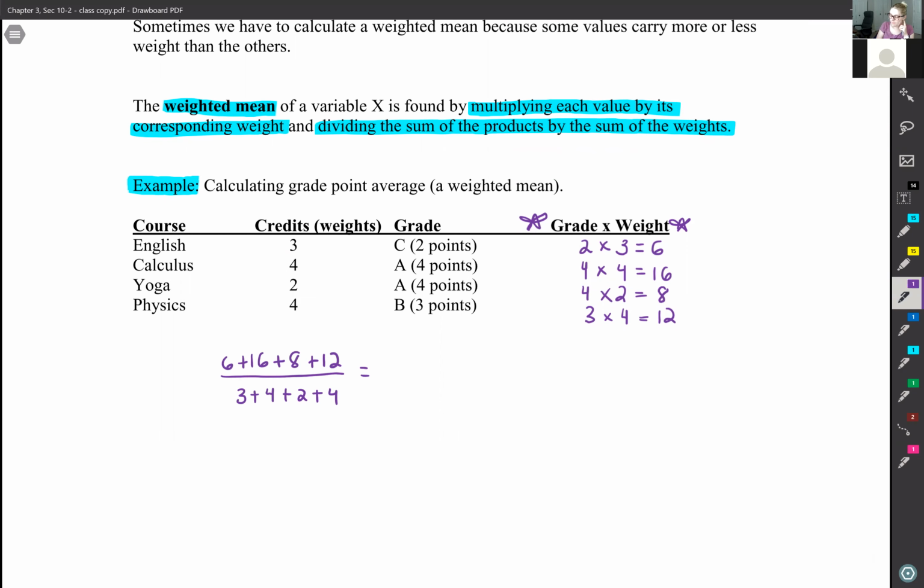Okay, so my numerator is 6 plus 16 plus 8 plus 12, and that's a total of 42. My denominator is 3 plus 4 plus 2 plus 4, which is a denominator of 13. And then if I just use my calculator and do 42 divided by 13, I get about 3.23. But remember, when we're doing the means, we want one more decimal place than the data that we started with. So I just need one decimal place here. So this is roughly a 3.2 GPA.